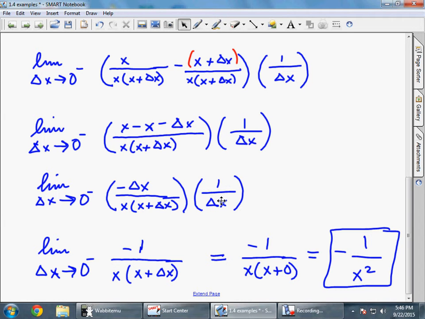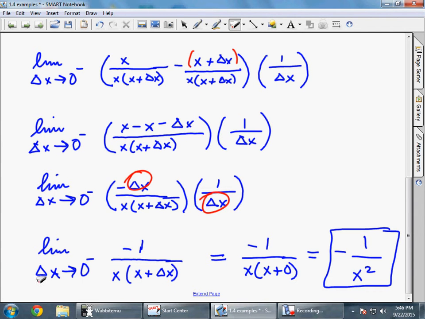Notice this right here and this right here, these divided out. So this is really just negative 1 times 1, which is just negative 1. So that's where this went away to. Now we have negative 1 over that common denominator, x times x plus delta x.